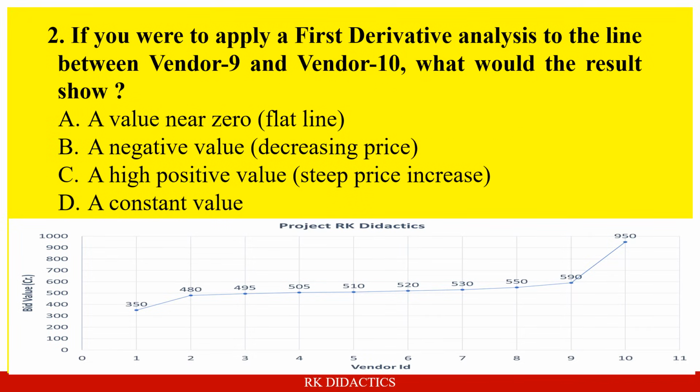If you were to apply a first derivative analysis to the line between vendor 9 and vendor 10, what would the result show? A, a value near zero, flat line. B, a negative value, decreasing price. C, a high positive value, steep price increase. D, a constant value. So vendor 9's rate is 590 crore and vendor 10's rate is 950 crore. So what does the first derivative analysis tell us?